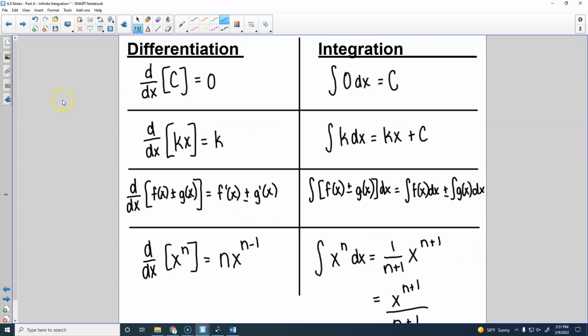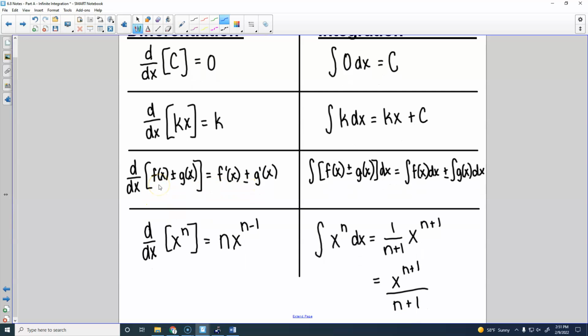All right. Okay, so just some quick rules. These should be on there for you. If you integrate 0, you're just going to get c. If you integrate a constant, you're going to get kx plus c. So whatever the constant is times x plus c. If you integrate two functions that are added or subtracted, you can just integrate them separately. And then here we just have the opposite of our power rule, which is what we did on that worksheet last night.